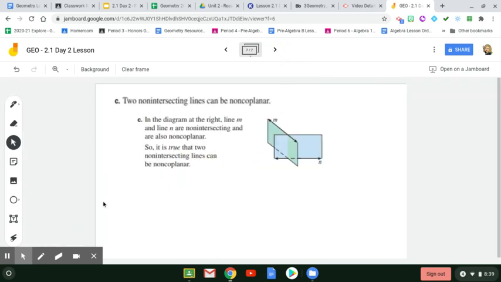And for part C, 2 non-intersecting lines can be non-coplanar. So this one was true. In this diagram at the right, line M, right here, and line N are non-intersecting, right? Line M is up top, line N is on the bottom, and they are non-coplanar, right? So they're not within the same plane. Because of that, it is true that you can have non-intersecting and non-coplanar lines. All right, so hopefully you did all right with that.